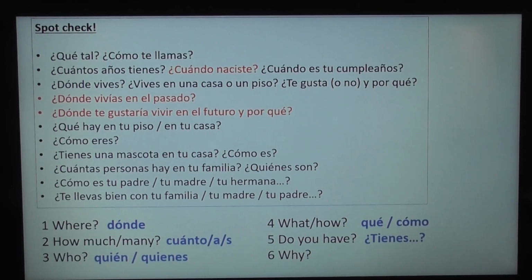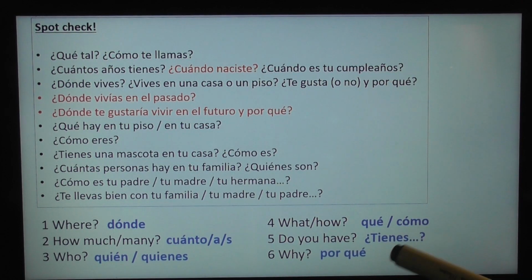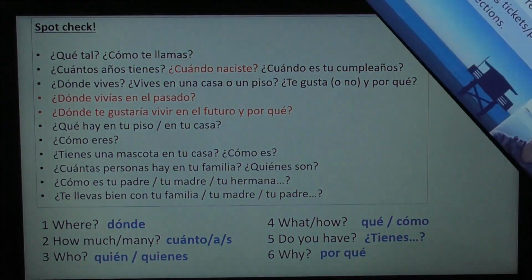And number 6, why? ¿Por qué? Now this is really important because it's two separate words and also the E has an accent. If you removed the acute accent and joined the por and the que together, what word would that actually mean? Yep, porque, without that gap, means because, okay?